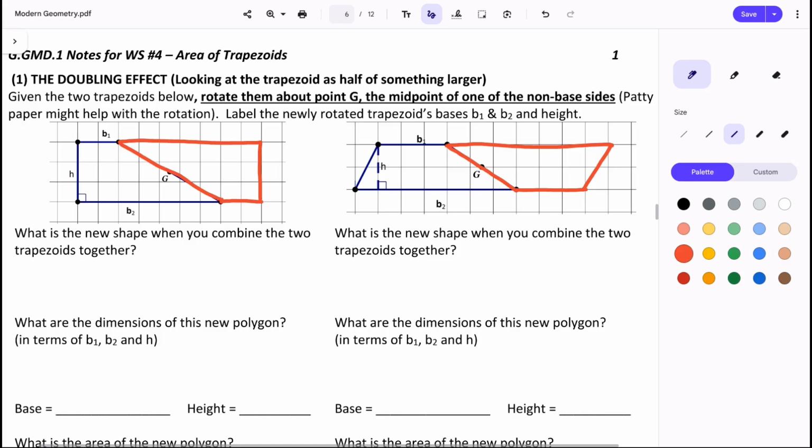Okay, so if you look at these two trapezoids that I now combined together, what shape did I create on the left-hand side? Yeah, this one's a rectangle. And what did we have on the other side? Yeah, a parallelogram.